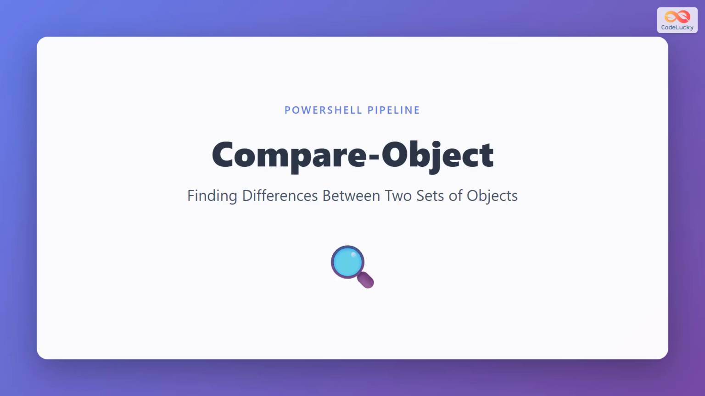Welcome to this tutorial on Compare-Object, a powerful PowerShell cmdlet used for finding differences between two sets of objects. In this video, we'll explore how to compare data collections and identify what has changed between them. This is an essential skill for system administrators and PowerShell users who need to track changes in their environments.